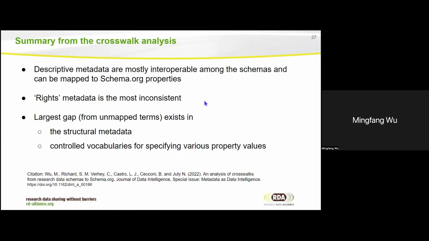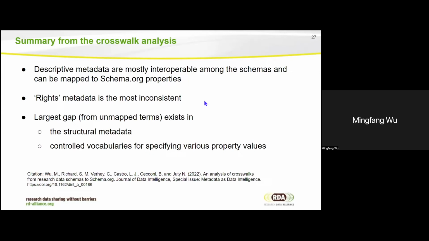So here is a summary from the analysis. Descriptive metadata are mostly interoperable among the schemas and can be mapped to schema.org properties. That's because schema.org was originally for web discovery purposes. So descriptive metadata are mostly covered.